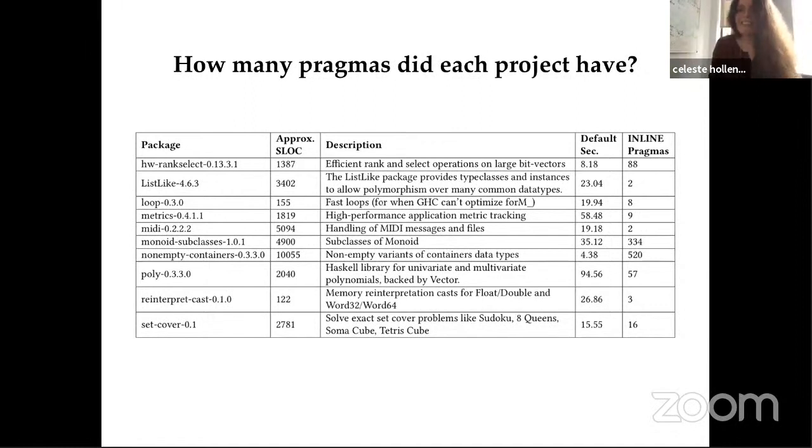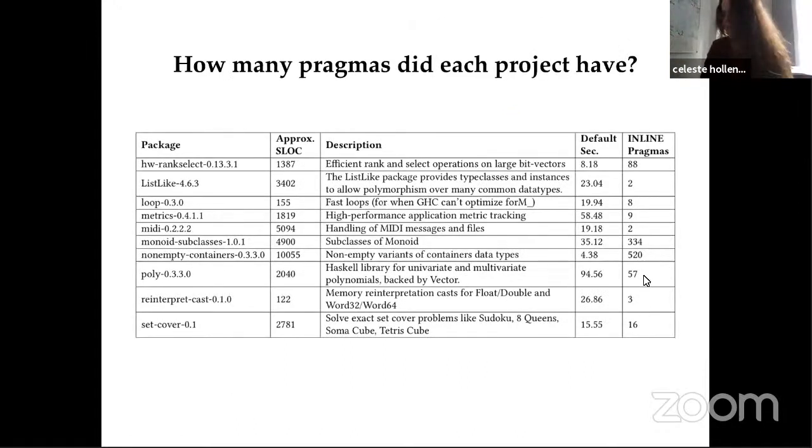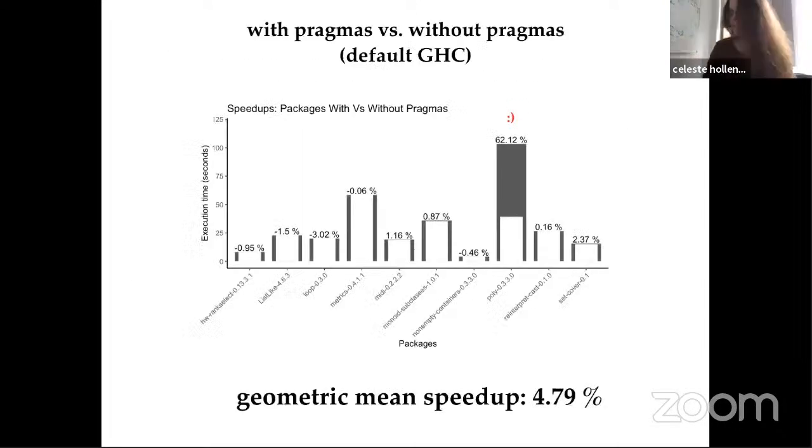The answer is not really. Actually, they make hardly any difference at all for most programs, except this one, Poly, where it makes an enormous difference, and there's about a 62% speed up. That one had, let's see if I remember, Poly had 57 pragmas, not too shabby, but again, there are more, like non-empty containers had 520.